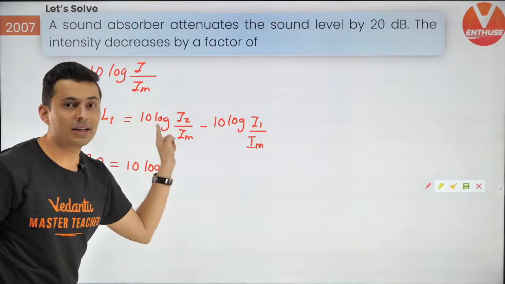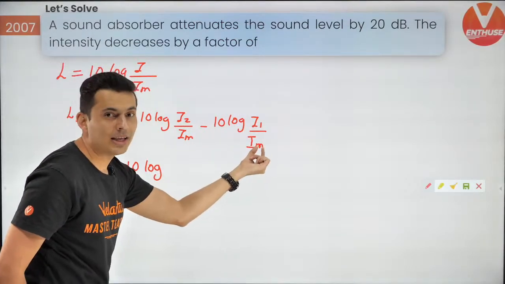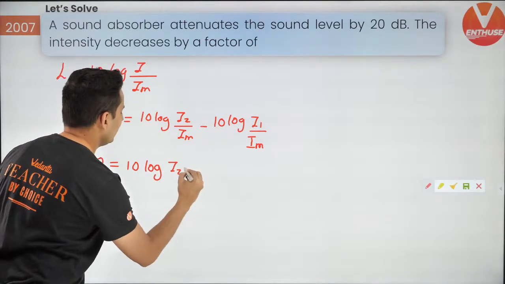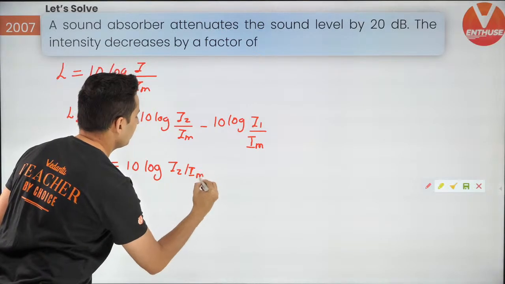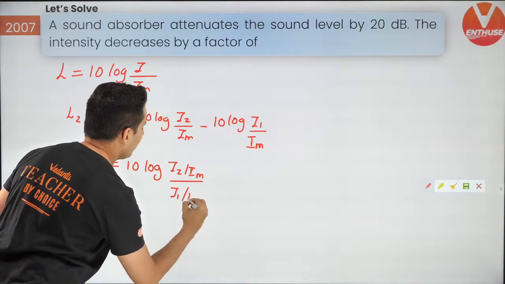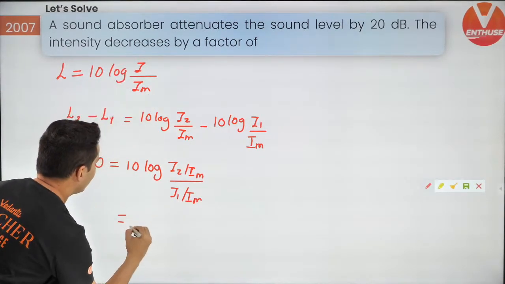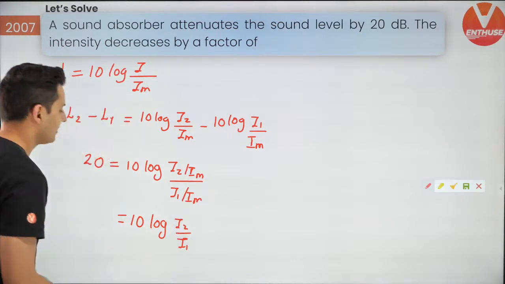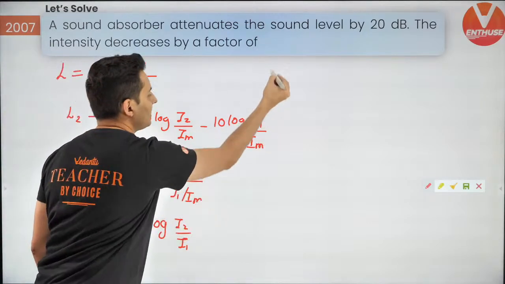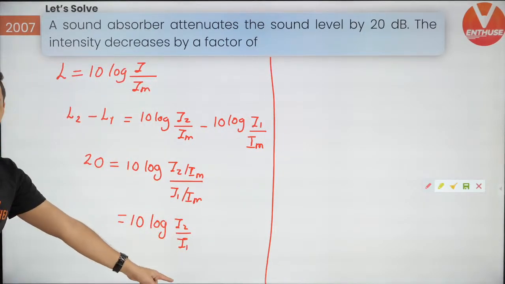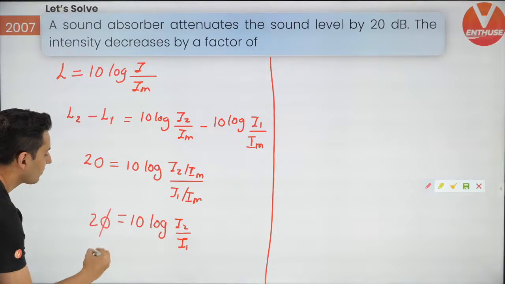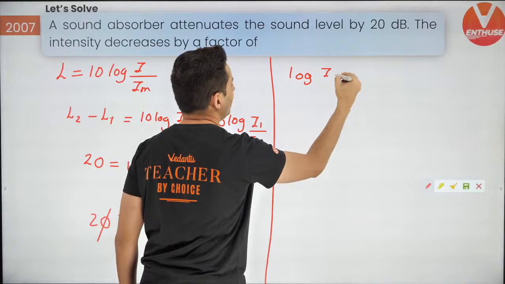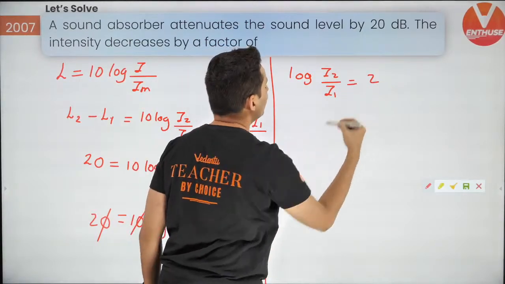Now use logarithmic rules. Log A minus log B is log A by B. When you divide both of them, I2 by I minimum divided by I1 by I minimum, what are you going to get? You are just going to get log of I2 by I1, guys. Use the definition of logarithms. That's it. 10 log I2 by I1 is equal to 20. 0, 0 cancels. So log of I2 by I1 is 2.